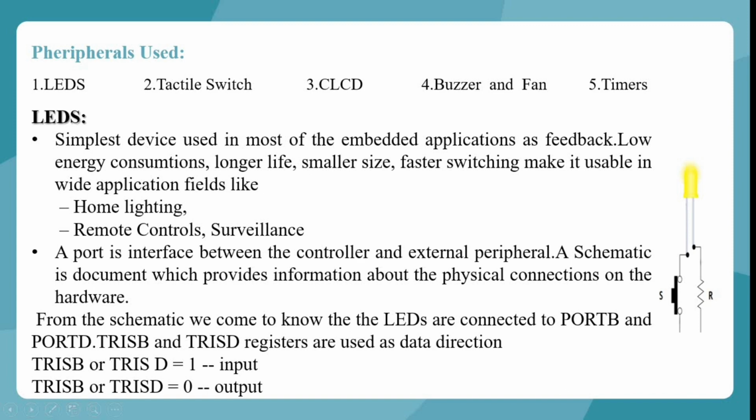So the TRIS registers are used as data direction registers to configure the I/O ports. Whenever TRIS B or TRIS D is assigned a value 1, then the corresponding port B or port D acts as an input port. If we assign 0, they act as output ports.